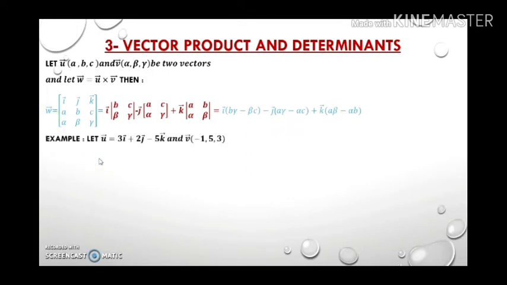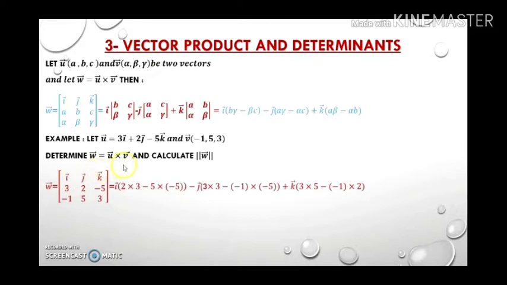An example about this: take the vector u equals 3i plus 2j minus 5k and the vector v defined by its coordinates minus 1, 5, 3. The question is to determine the cross product w and calculate its norm. To find the cross product w, put them in the form of a matrix, starting with i, j, k, and u in the middle and v, and apply this rule.